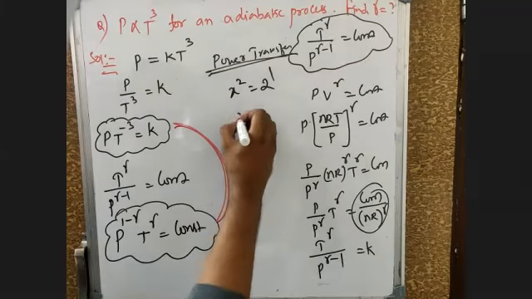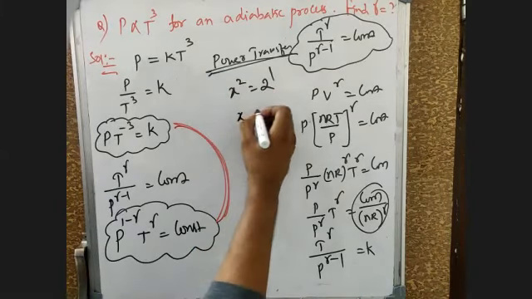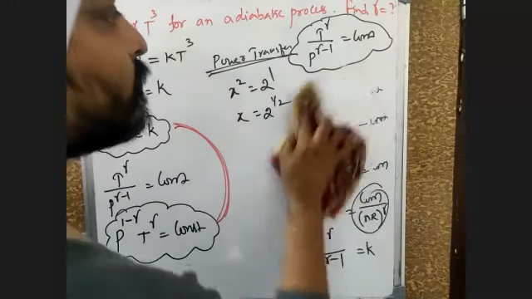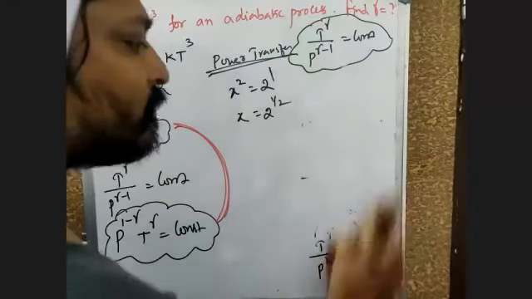Now how do you write the value of x? I can transfer this power to this one. This will become 2 to the power of 1 by 2. This is the basic mathematical rule, power transfer.